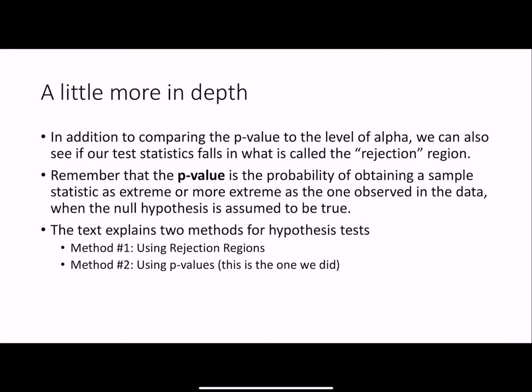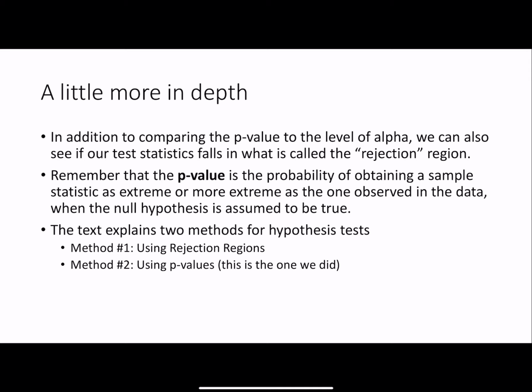In addition to comparing the p-value to alpha, there's another strategy that we can use, and it's known as looking at the rejection regions. Okay, so we've got this p-value we talked about. It too is a probability, specifically of obtaining a sample statistic as extreme or more extreme than the one we've observed in the data when the null is assumed to be true. So we know how that works.